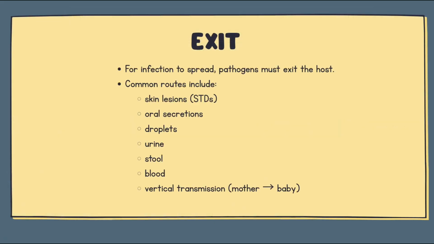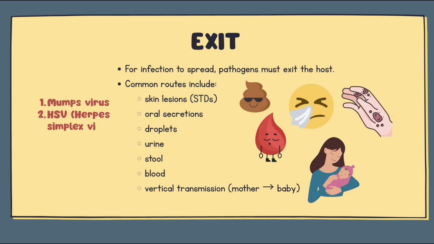Pathogens can exit through a couple of routes, including genital secretions or skin lesions, and these usually lead to STDs, and oral secretions through saliva. Examples of diseases that are spread this way are mumps virus, HSV, CMV, rabies virus, EBV, and HPV.